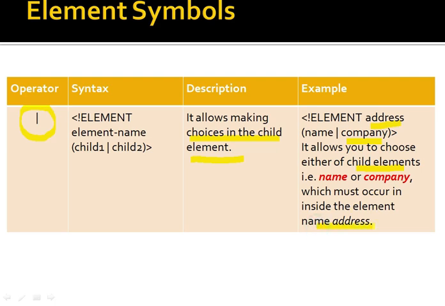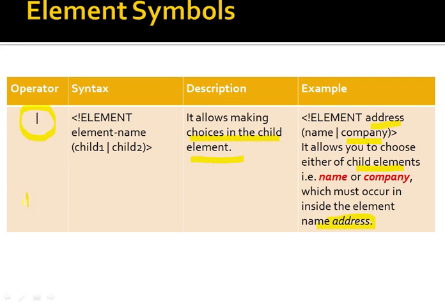So the address element should have either a name or a company. That is another operator. So there are 5 operators. In the previous example we saw 4 plus 1, that is a choice. So what are those 5?